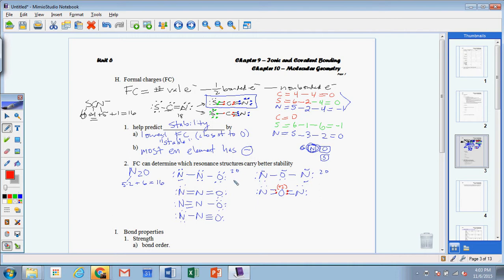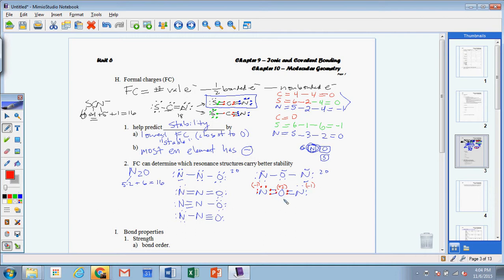And then the nitrogens on the side, each one starts with 5 electrons. Of the 4 bonding electrons, it's contributing 2, so 5 minus 2, that's 3. And then it still has 4 of these non-bonding electrons. Or in other words, it starts with 5, we subtract 2, we subtract 4, it's a -1 formal charge. And the same thing for the other side. It's the exact same. So we've got a +2 in the middle, 2 -1s on the outside.